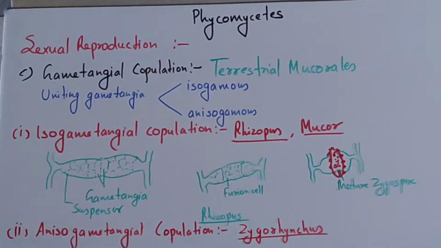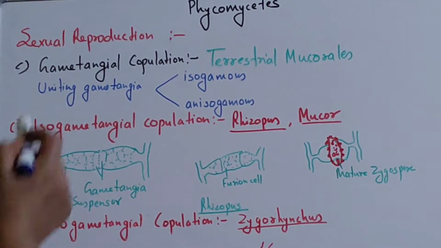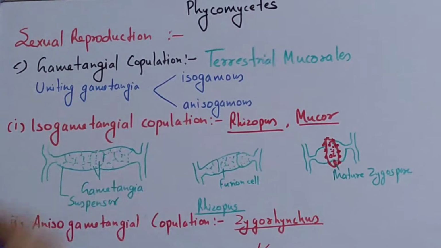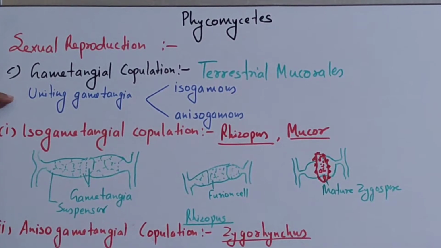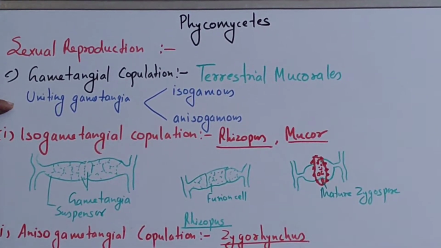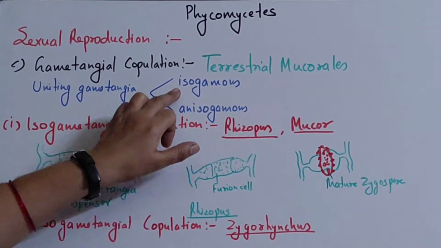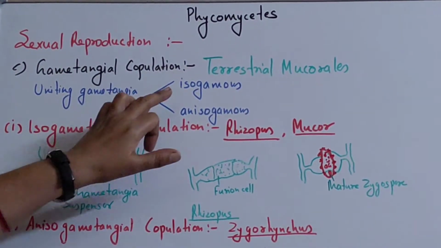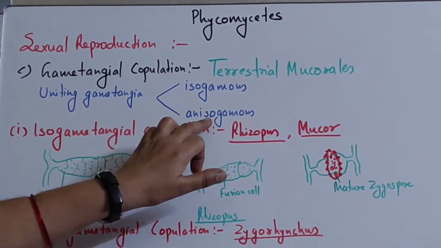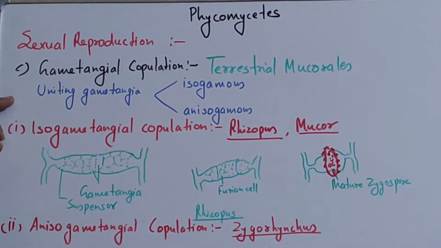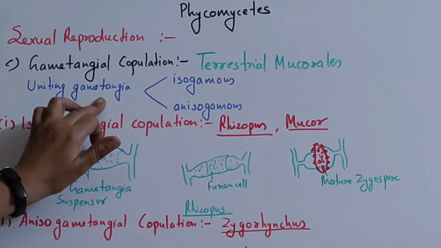The next type of plasmogamy in Phycomycetes is by gametangial copulation. Gametangial copulation is found in terrestrial Mucorales. In gametangial copulation, the uniting gametangia may be morphologically similar or dissimilar. If they are morphologically similar, then it is isogamous gametangial copulation, and if they are morphologically dissimilar, then this type of gametangial copulation is called anisogamous gametangial copulation. In gametangial copulation, the uniting gametangia lose their identity.